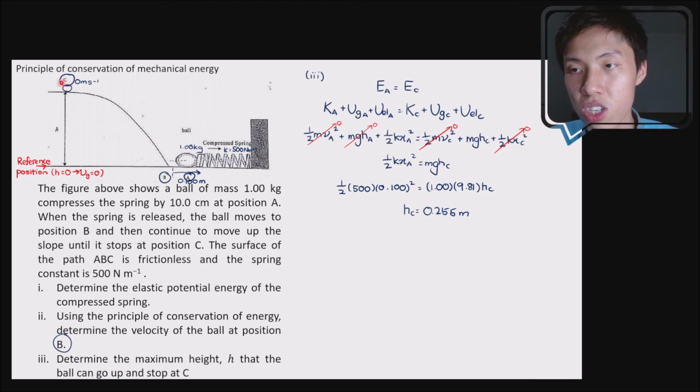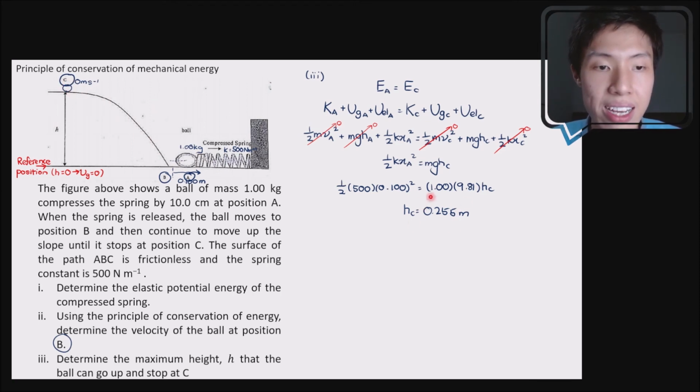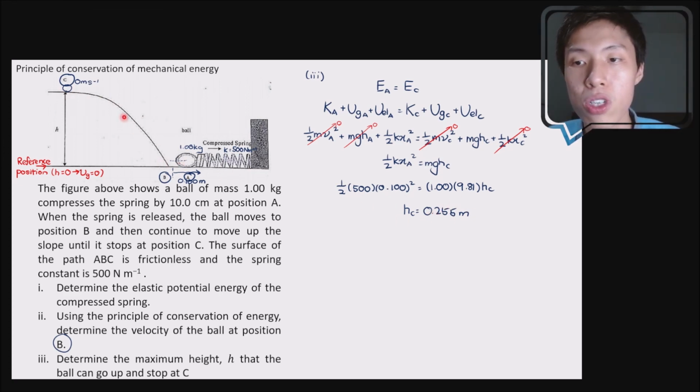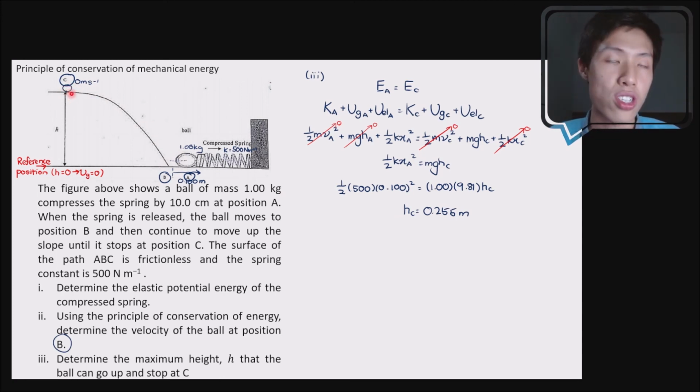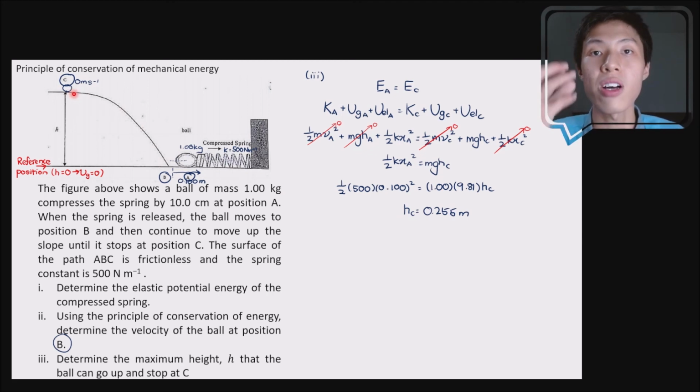So this will be the maximum height for this hill if you want the ball to reach a stop when it reaches the peak of the hill. If your hill is higher than 0.255 meter, the ball will not be able to reach the peak of the hill. If the height of the hill is less than 0.255 meter, the ball will still retain some speed once it reaches the peak of the hill. So it will not stop, it will continue to move with a lower speed once it reaches the peak of the hill.